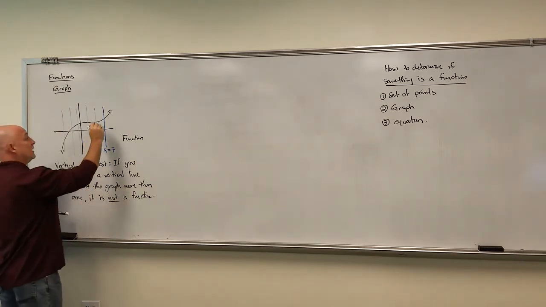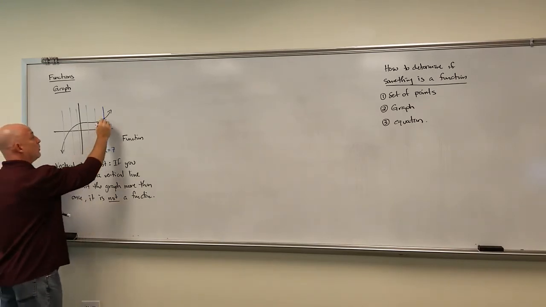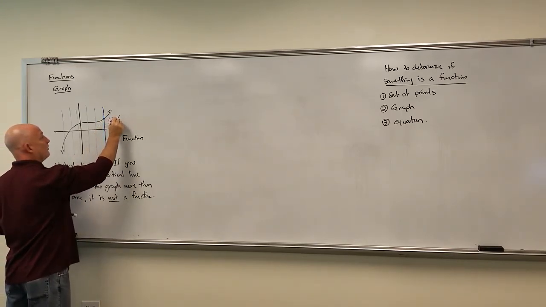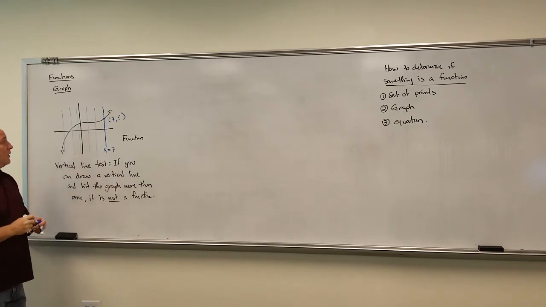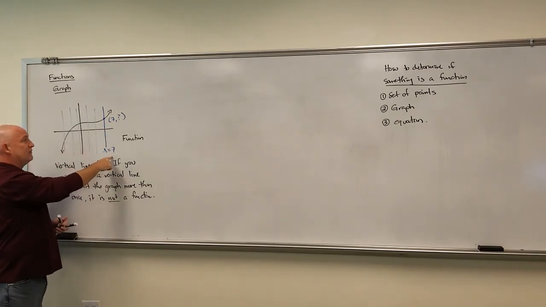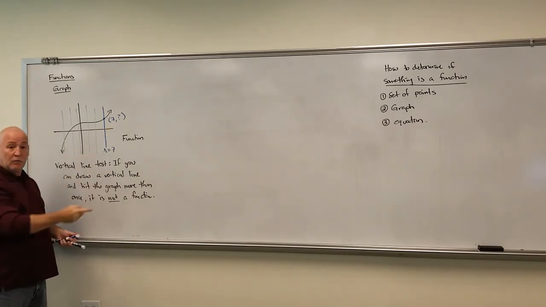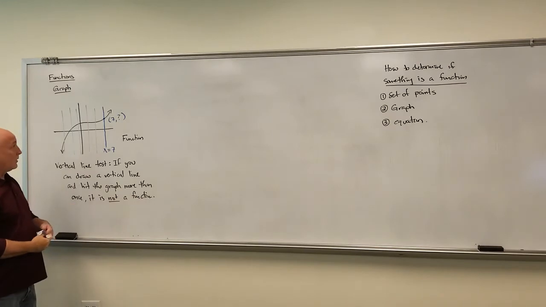Every time it intersects the graph, that gives me a point on the graph. The point would be 7 comma something. Well, if it only hits the graph one time, that means if I inputted 7, it only gave me one y value. So from one input, we only got one output, which means it is a function.